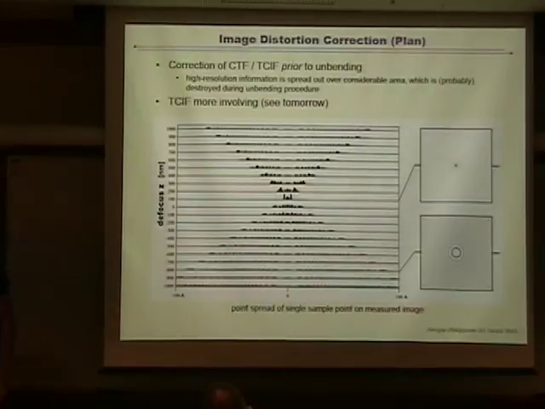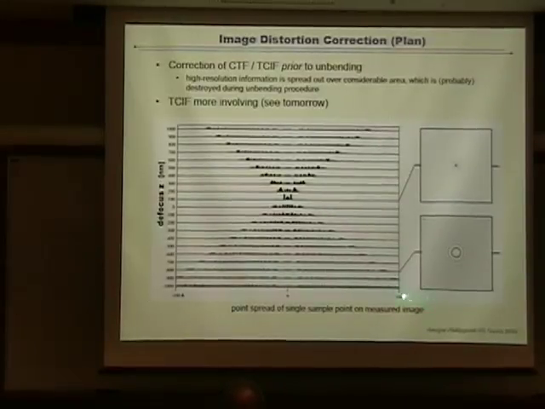Now, what you just asked before, it's this image distortion correction, and that's again the plan. Now, why do we want to do that? The reason for that is very simple. We will see this slide tomorrow again. This is the point spread of a single sample point on your measured image. So imagine you have a sample where everything is empty and just a very, very tiny sample point. And this is the point spread you generate on your final image, in X and Y direction.